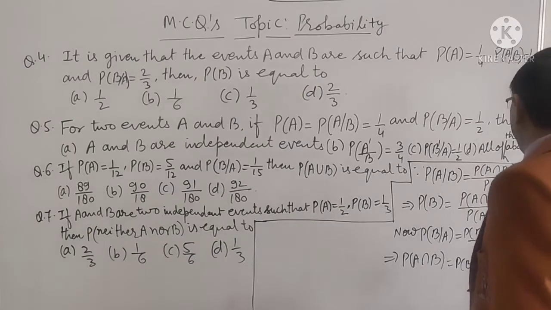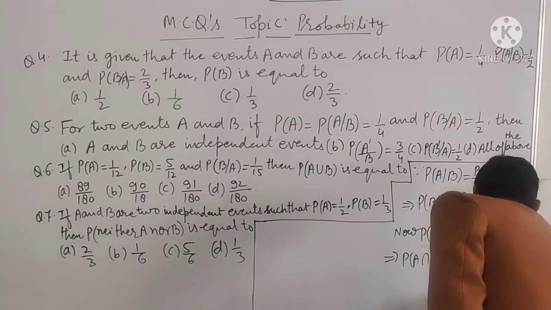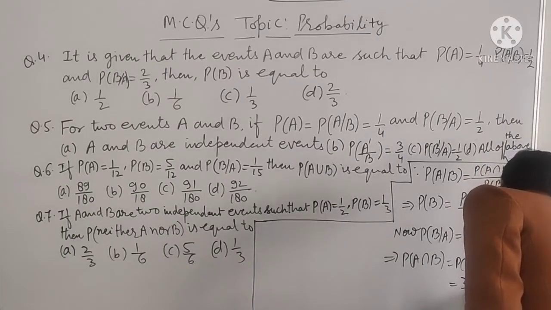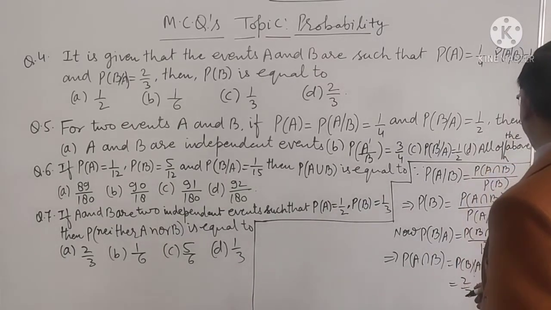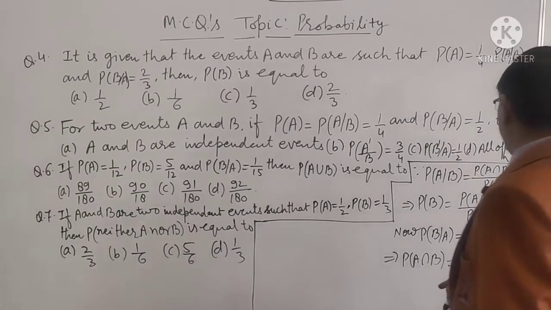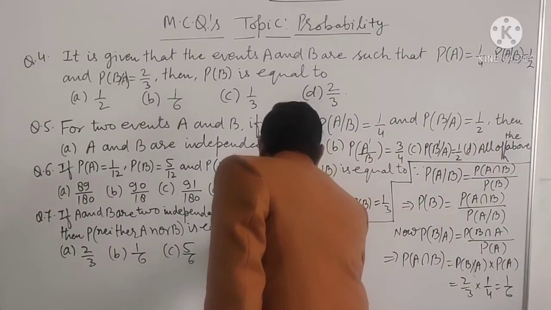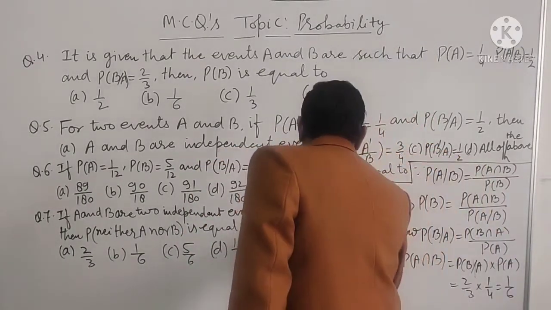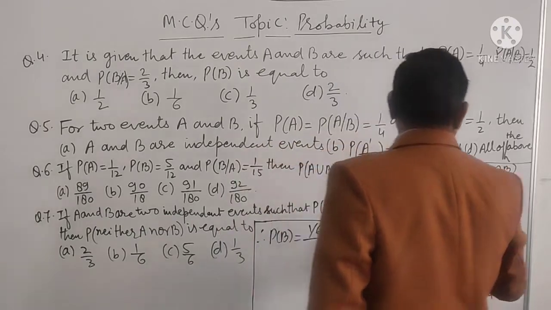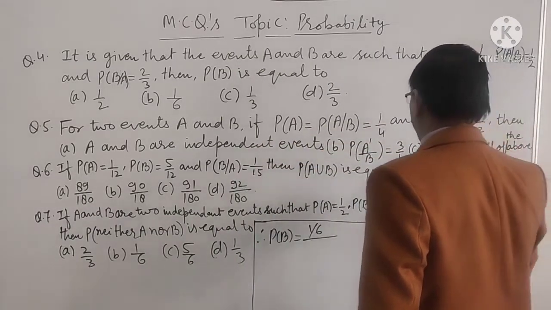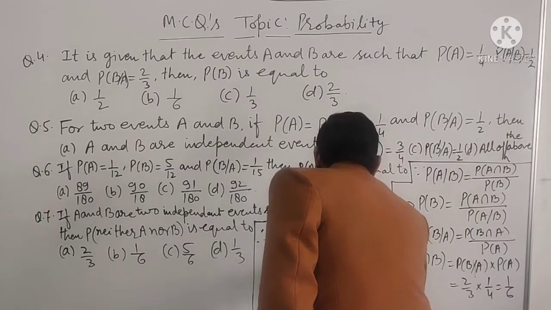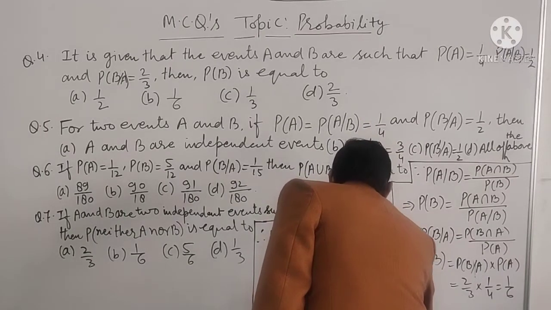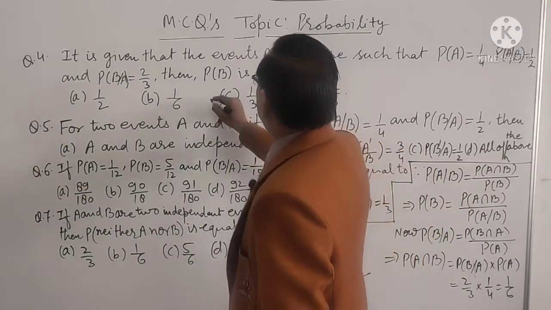Now, P(B|A) is 2 by 3 into P(A) is 1 by 4, so it is 1 by 6. Therefore, P(B) equal to 1 by 6 upon P(A|B), which is 1 by 2. So it is 1 by 6 into 2 by 1 equal to 1 by 3. And C option is correct here.